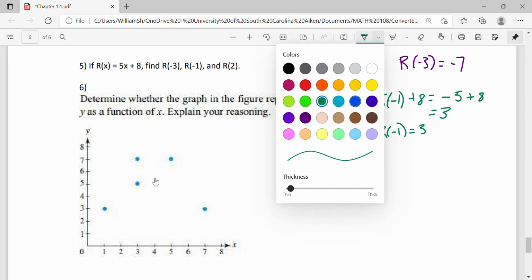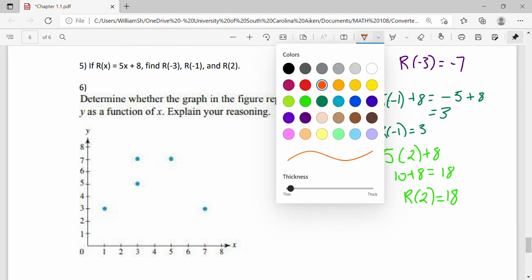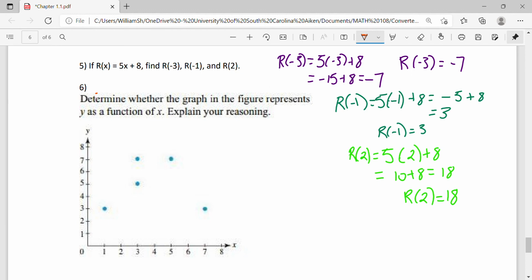And we will do the last one. Oh, I already used purple. Let's do light green. Okay. So r of 2 means I plug 2 in for x. So 5 times 2 plus 8. 5 times 2 is 10. 10 plus 8 is 18. So r of 2 equals 18. And we're done.